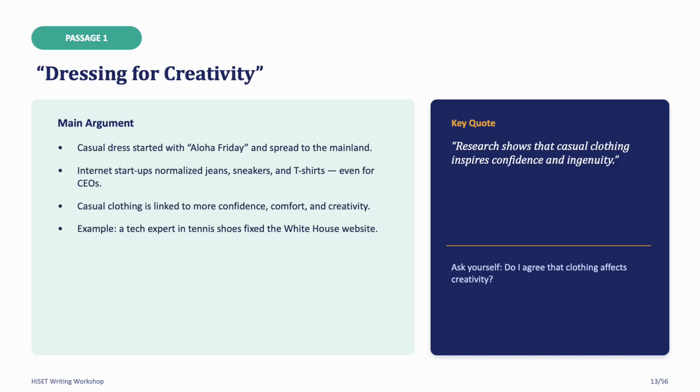In Dressing for Creativity, the author argues that casual clothing can have positive effects in the workplace. The passage explains that casual dress became popular through things like Aloha Friday and later became common in technology companies. The author connects casual clothing with confidence, comfort, and creativity. The author even gives an example of a technology expert wearing tennis shoes while helping solve a website problem.